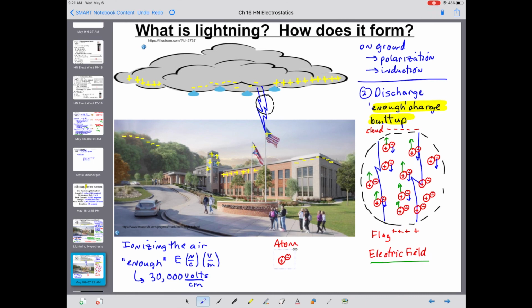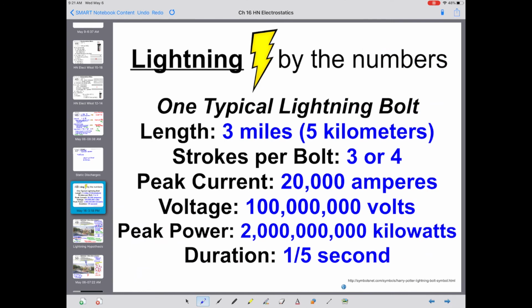So let's take a second to look at some numbers on lightning. General lightning bolt, 3 miles long. That's a lot of centimeters in 3 miles. Each centimeter is 30,000 volts. I'm going to skip down. Your lightning bolts, 100 million volts, just as a general ballpark number for a single lightning bolt.